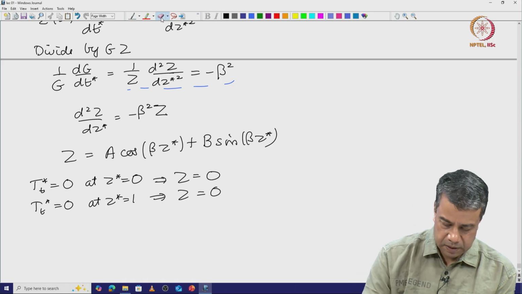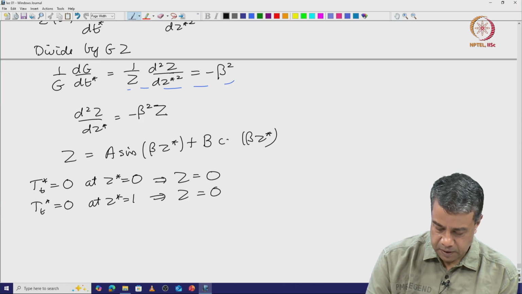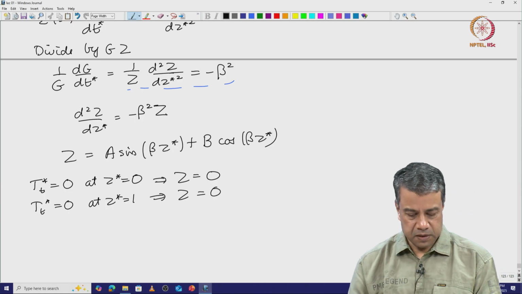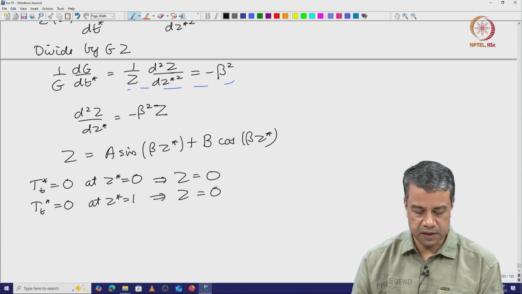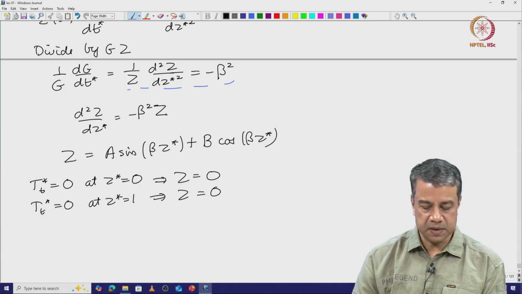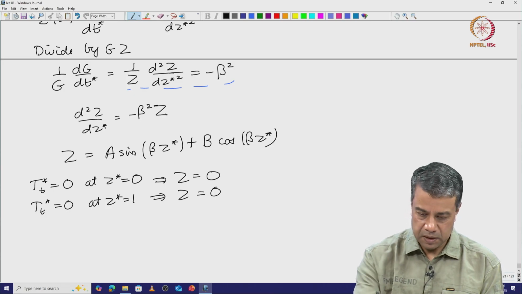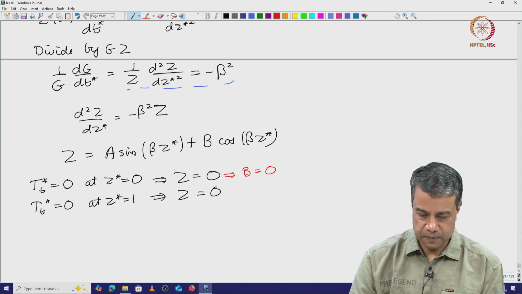So, just to make it convenient and consistent, I will write this as sine and cos. The first condition, T star, the transient temperature, is equal to 0 at z star equal to 0, implies that B is equal to 0, because at z star equal to 0, capital Z is just equal to B. So, this implies that B equals 0.